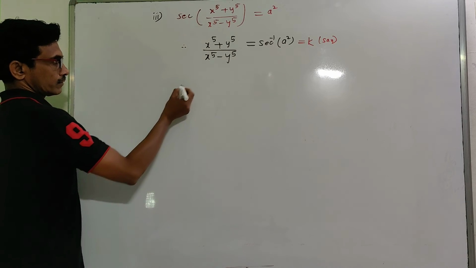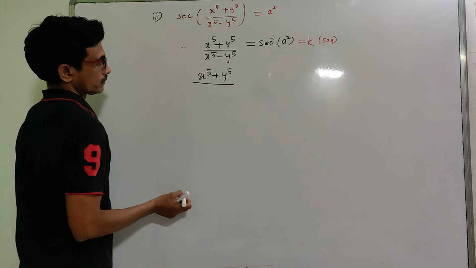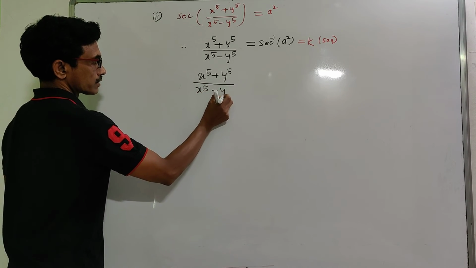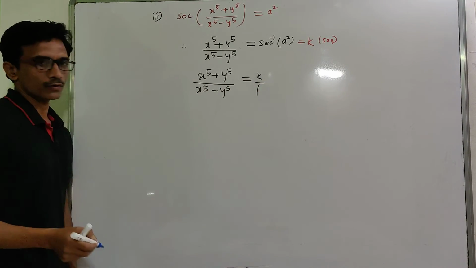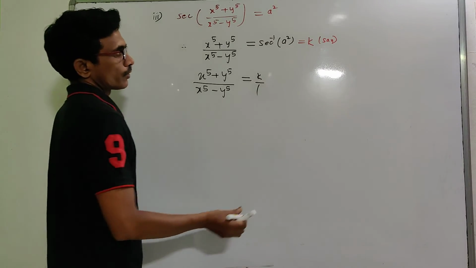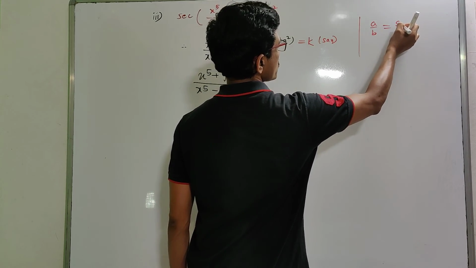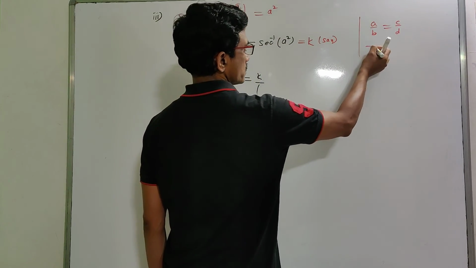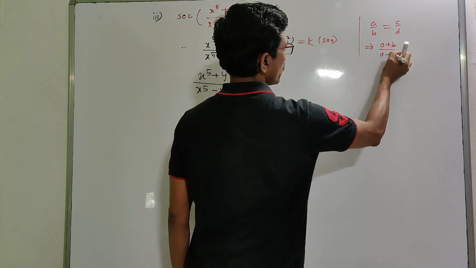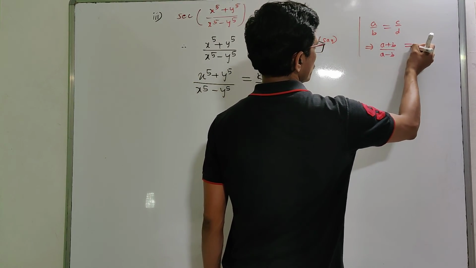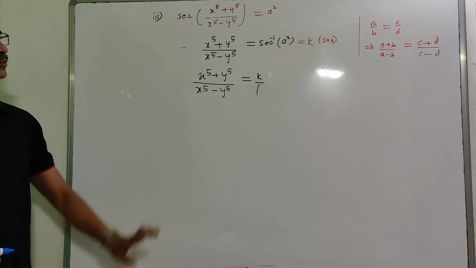So thus we have (x^5 + y^5)/(x^5 - y^5) = k, that is, we can write k/1. Now we have the property of equal ratios: a/b = c/d implies (a + b)/(a - b) = (c + d)/(c - d). This is what is called componendo dividendo.